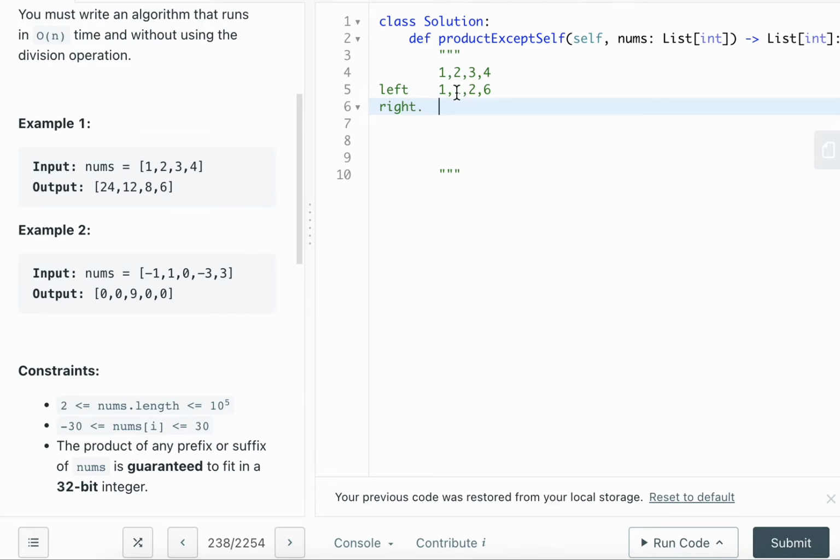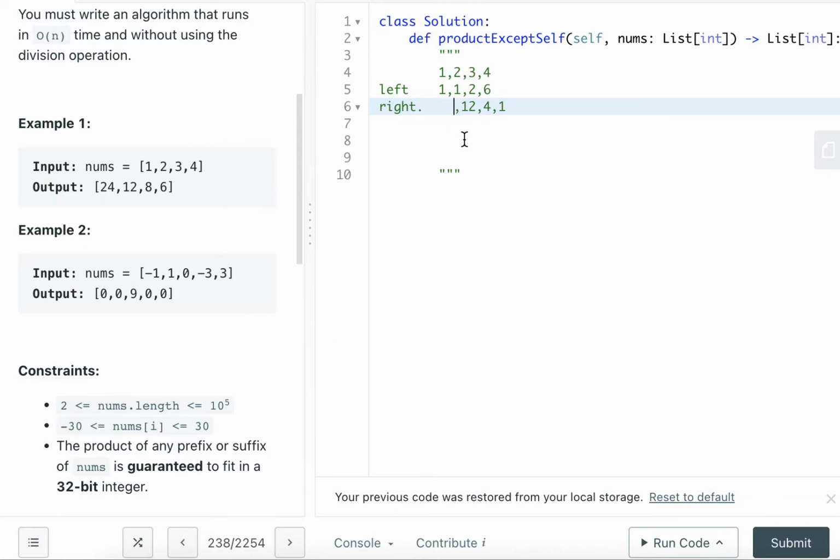And now we want to calculate everything on the right side of the array. So if you look at the 1 here, for the right, we can start calculating from here. The right side is empty, same thing, so we're going to assign it as 1. So this is always 1, right? And then if we do this, the 3's right side is 4, right? And for 2's right side has 3 and 4, so that's 12, right? And then for 1's right side, it's 2 times 3 times 4.